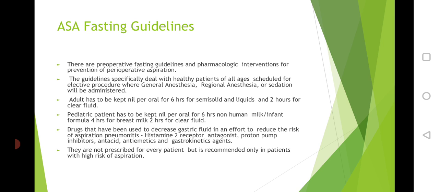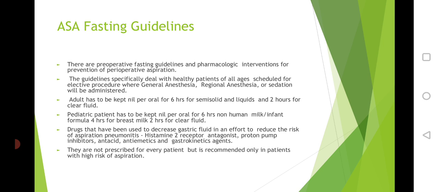ASA fasting guidelines. There are preoperative fasting guidelines and pharmacological interventions for the prevention of perioperative aspiration. The guidelines specifically deal with healthy patients of all ages scheduled for elective procedures where general anesthesia, regional anesthesia or sedation will be administered. Adults are kept nil per oral for 6 hours for semi-solids and 2 hours for clear fluid. Pediatric patients are kept nil per oral 6 hours for non-human milk or infant formula, 4 hours for breast milk, 2 hours for clear fluid.